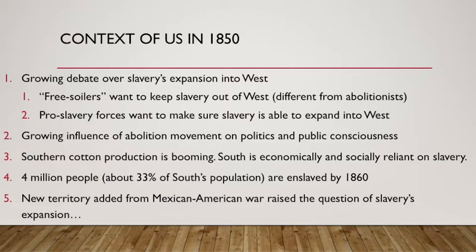Remember, there's this constant tension over one side or the other getting a majority in Congress. It's seen as potentially dangerous to either side for one side to get a majority of states in Congress. The abolition movement, again, is in the minority, but is growing in terms of its visibility and its influence on the public and on politics during this time. On the other hand, in the South, cotton production is booming. And the South is economically and socially reliant on slavery. By 1860, 4 million people enslaved, about 33%, a third of the South's total population. And on top of this, new territory added from the Mexican War again raises the issue of whether or not slavery is going to expand.